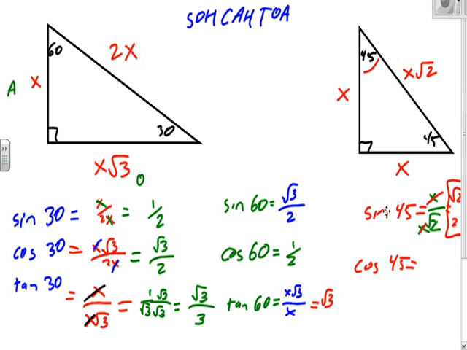Cosine of 45, adjacent over hypotenuse, those are the same values, so we again get square root of 2 over 2. And then tangent of 45 degrees is opposite over adjacent, x over x, which is just 1.